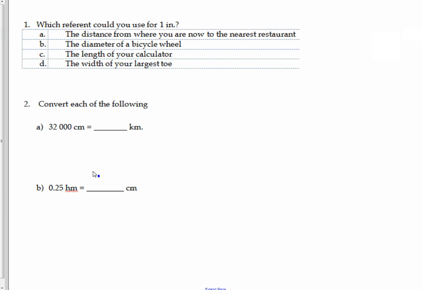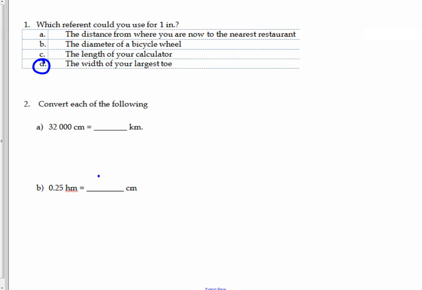So here's an example of something you might see on a test. You don't have to write this down, just listen. It says, which reference could be used for 1 inch? The distance from where you are to the nearest restaurant, the diameter of a bicycle wheel, the length of your calculator, or the width of your largest toe. Right, so that's an example of how the test question would be.